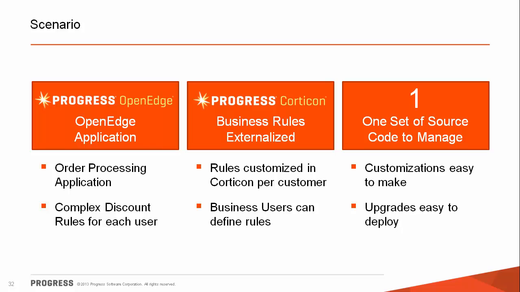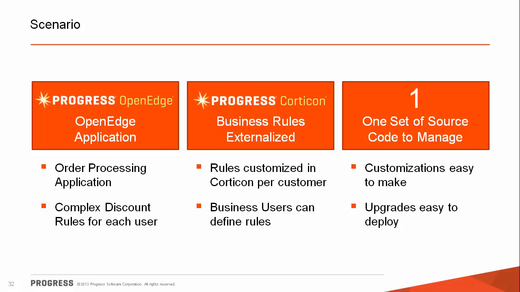Here's an example of a customer, Akioma, who's a German partner of ours. They have a specialized CRM application that is built on top of Progress OpenEdge. Each client that they sell their application to has its own nuanced, detailed sales process and product parameters. These clients have their own rules, and the Akioma application itself has its own specific rules. The customer-defined rules are managed by Progress Corticon, externalized from the ABL business logic.